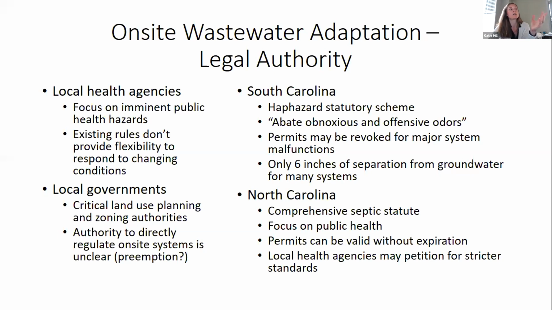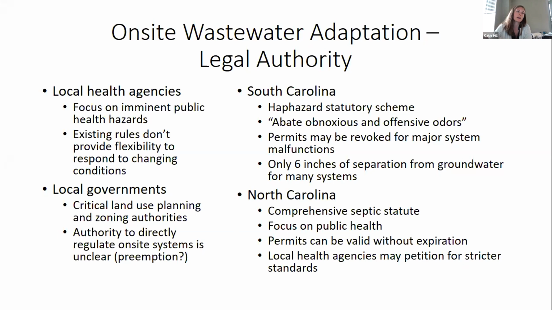So the local health agencies, those are the entities that on a day-to-day basis, your local health department, they're the ones who are out there directly dealing with permitting the day-to-day management and installation of septic systems. You've got a problem with your septic system, you need a new permit, you call the health department.